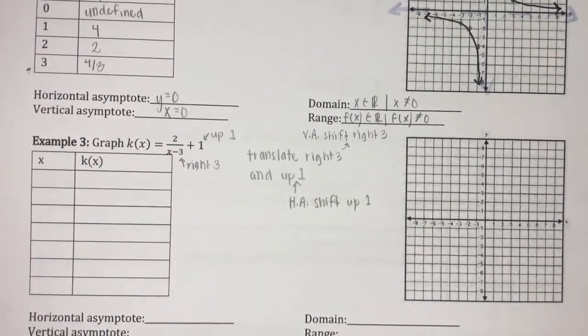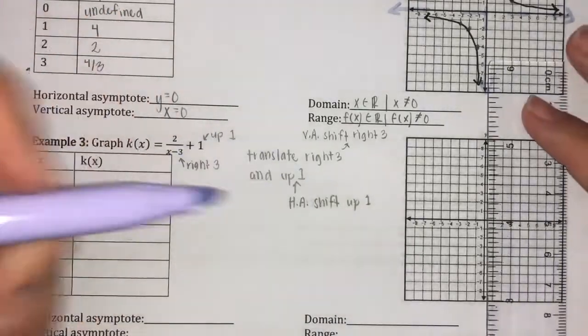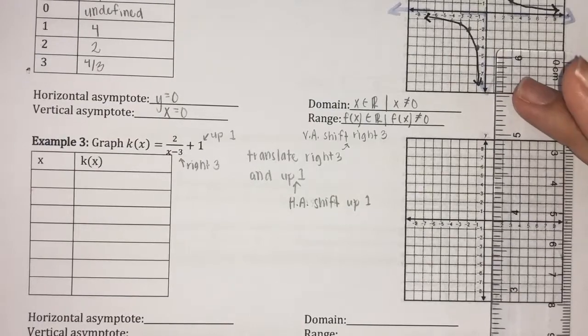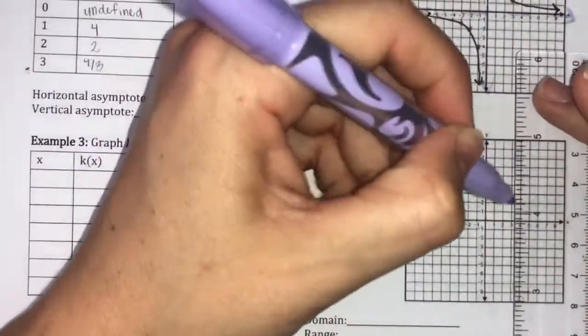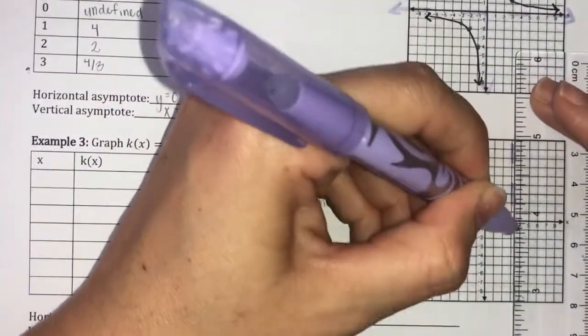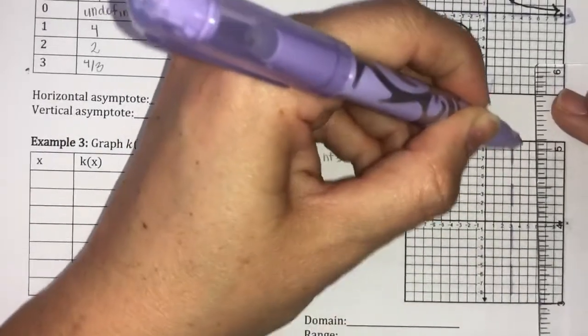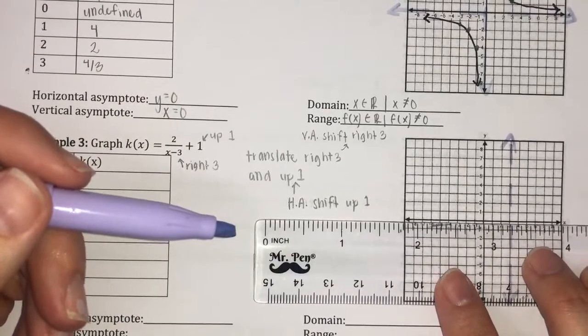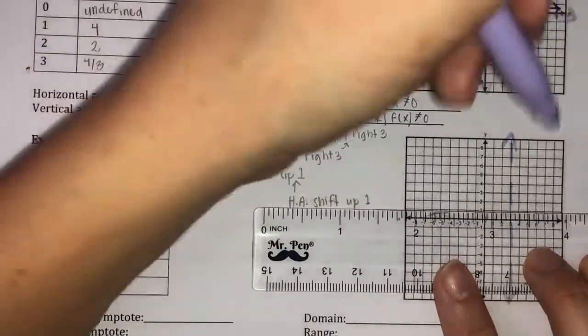And you can draw them ahead of time if you want. You can wait till after, it's up to you, but it's shifting. Our vertical asymptote starts at x equals 0, and it shifts over to x equals 3. And then our horizontal asymptote starts at y equals 0, and it shifts up 1.